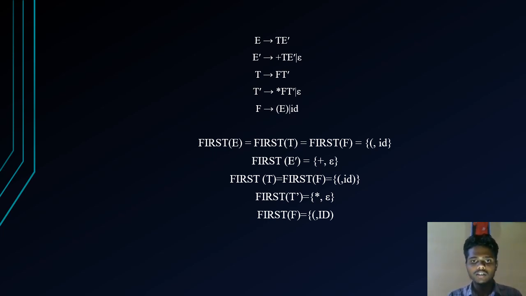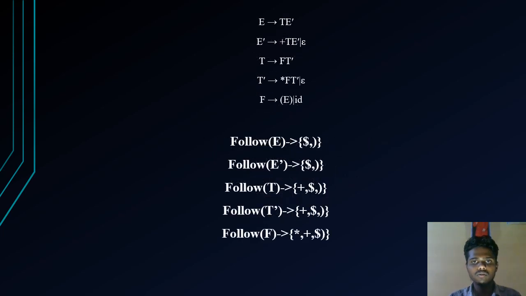So let us find the follow. For the same grammar we are going to find follow, that is follow of E tends to dollar, right? Follow of E, it is in the form of A alpha beta. Then follow of E dash was dollar and closed parenthesis. Next follow of T was plus, dollar and closed parenthesis. Then follow of T dash was plus, dollar and closed parenthesis. Next follow of F is star, plus and dollar. So these are all the first and follow of the given grammar.